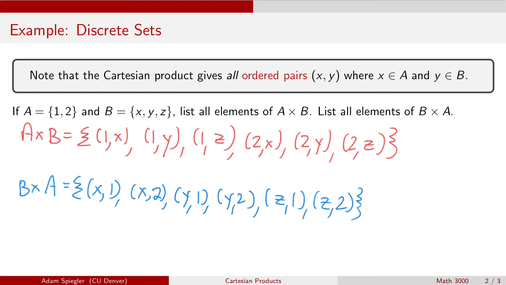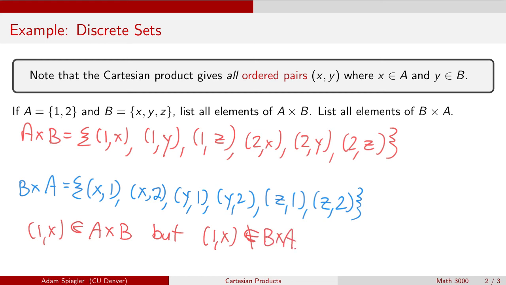One observation to make here is that the order in which we take these products in general does matter. For example, the element 1 comma x happens to be in the set A cross B, but 1 comma x is not an element of the set B cross A. So this tells us these two sets are not in general equal to each other.